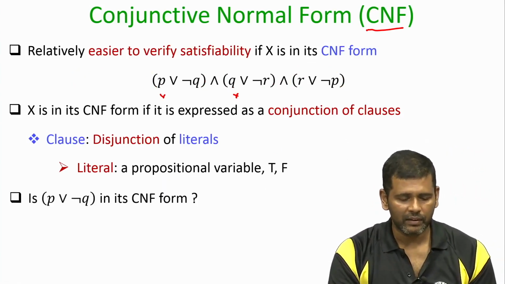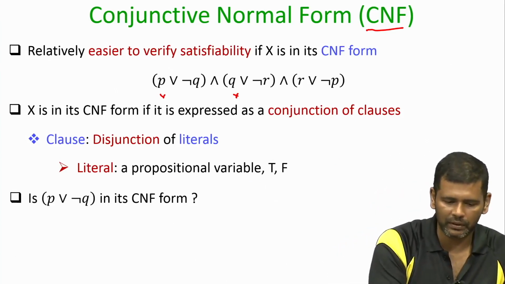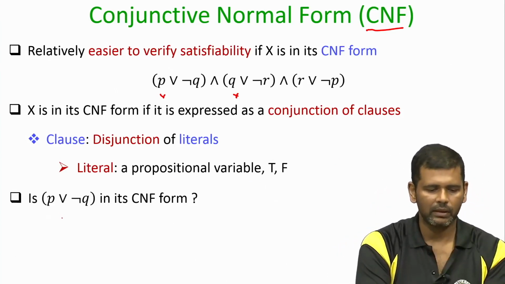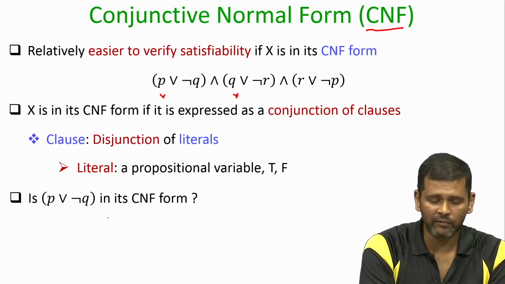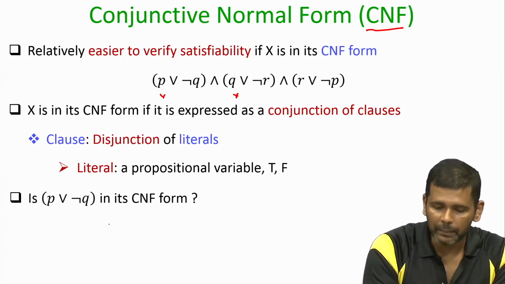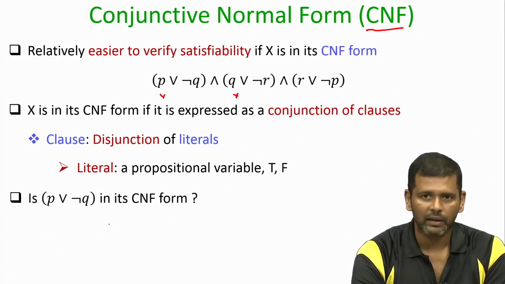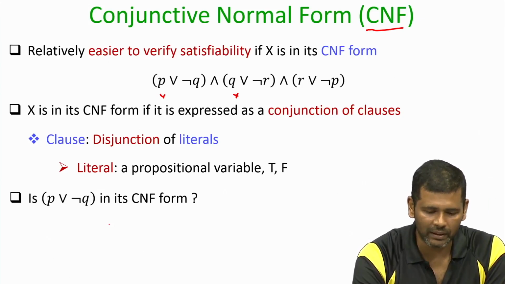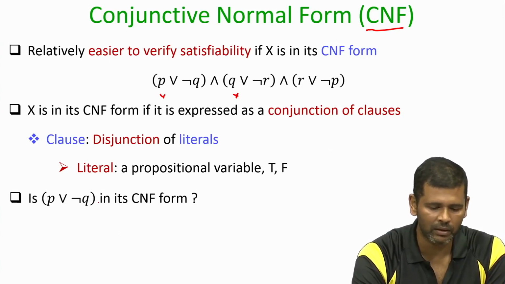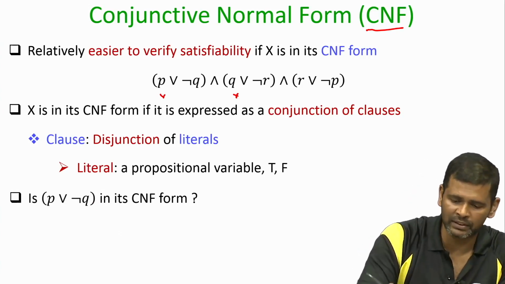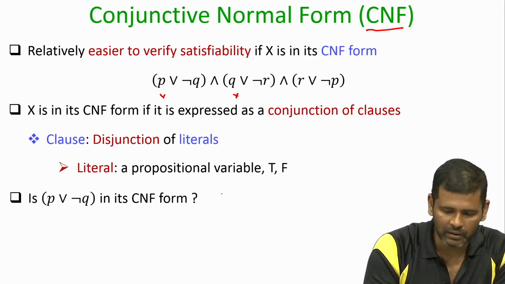Now, let us answer this question: is this expression, the disjunction of P and negation Q, in its conjunctive normal form? You might be wondering, well, there is only one clause here, and as the definition says, an expression is in its CNF form only if it is a conjunction of clauses. We do not have any second clause here, we do not have any conjunction appearing outside this expression, and hence it might look like this expression is not in its conjunctive normal form, but that is not a right argument.